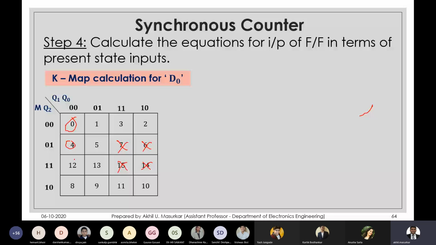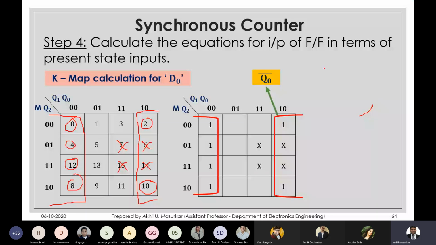So naturally you can see that there is one octet, right? So there is one octet, simply Q0 bar. So the calculation of D0 is not at all big, it is very small. So D0 is equal to Q0 bar. Now implement.